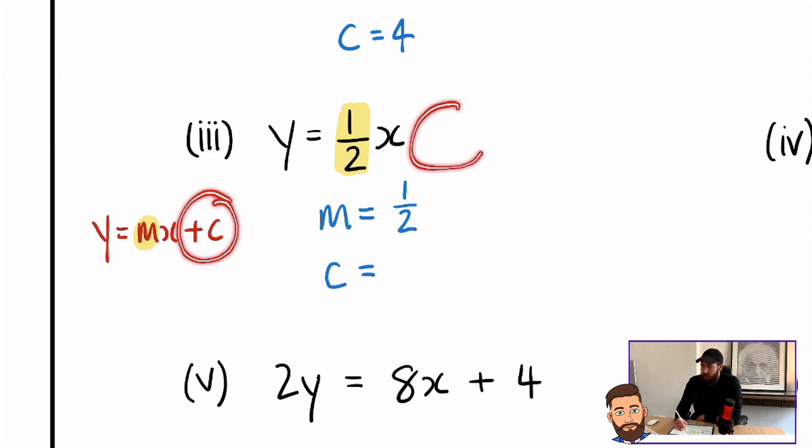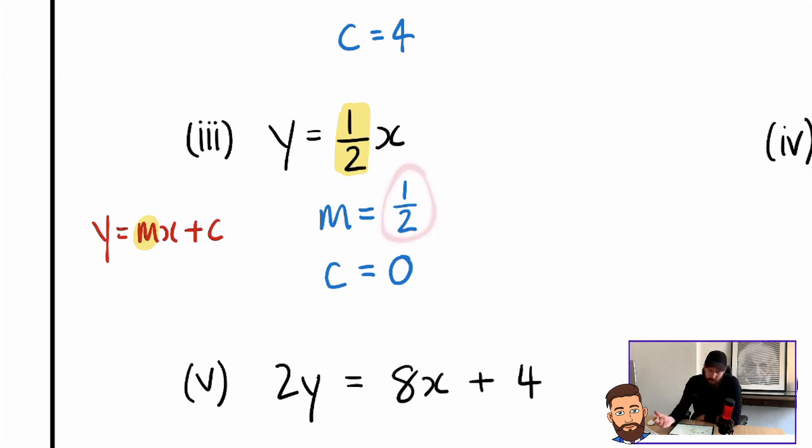Well, there isn't one. Okay, there isn't a plus c. So what does that mean? Where does that cross the y-axis? Well, if there is no c value, if there is no plus c, it means it crosses the y-axis at 0. Okay, so that means the y-intercept is 0 because they haven't written one down. Let's think about what that means. We've established the gradient is going across 2 up 1, or across 1 up 1/2. It's exactly the same thing.